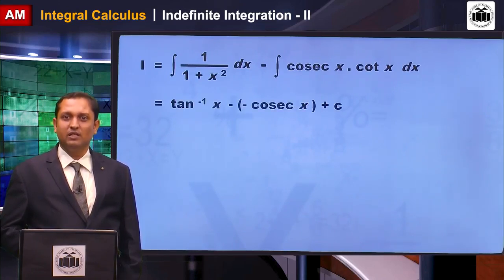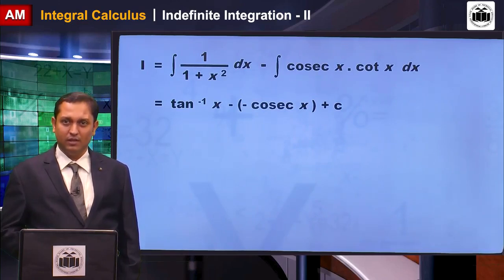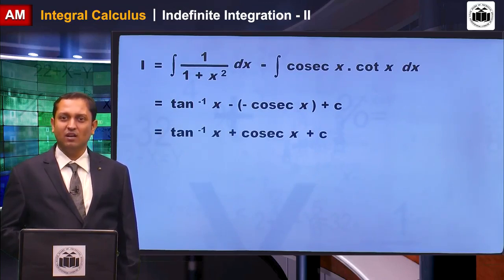See the next step. Integral 1 upon 1 plus x square, formula for integration, the answer is tan inverse x, minus integral cosec x cot x dx, the formula is minus cosec x. So we get the answer as tan inverse x minus of minus cosec x plus c, and that is the final answer, tan inverse x plus cosec x plus c.